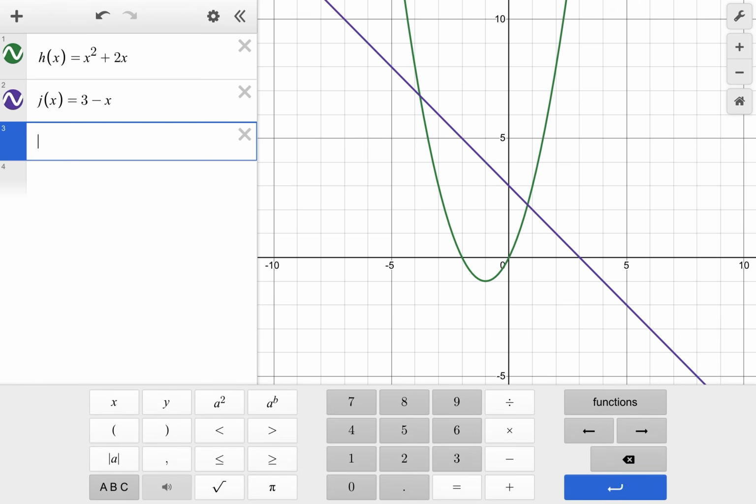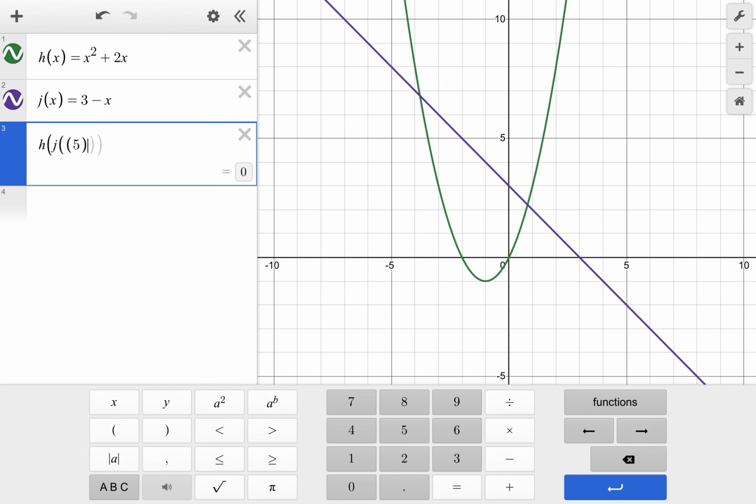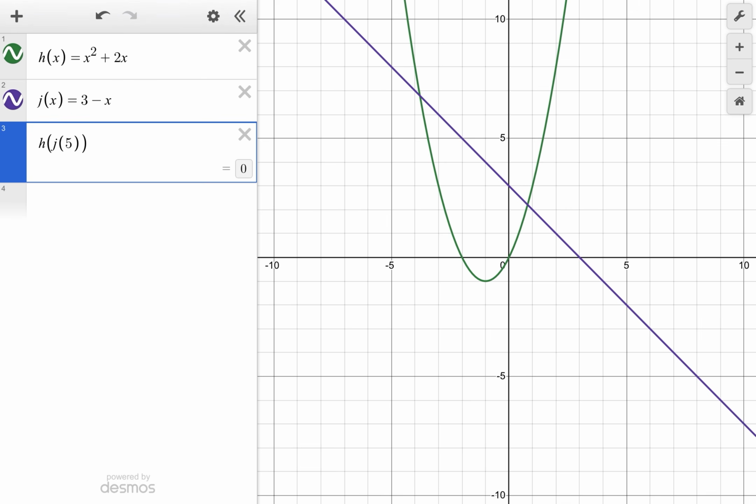But let's say you're trying to find the value of h of j of 5. Well, guess what? Desmos can literally do it for you. It's right here. You don't need to do any more extra work. If you do h of j of 5, you get 0 as your answer. And that is the answer. It's so convenient. It just does it for you.